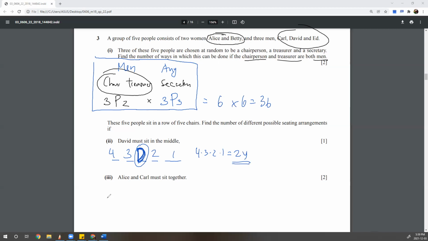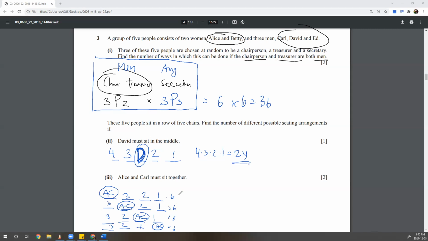Alice and Carl must sit together. Okay, so we have 4 then, right? Alice and Carl have to sit together. Wait. Alice and Carl also can be here. Alice and Carl also. So we have 3, 2, 1, right? 3 persons because 2 is already taken. They have to be together. 3, 2, 1, 3, 2, 1, 3, 2, 1. So 6, 6, 6.